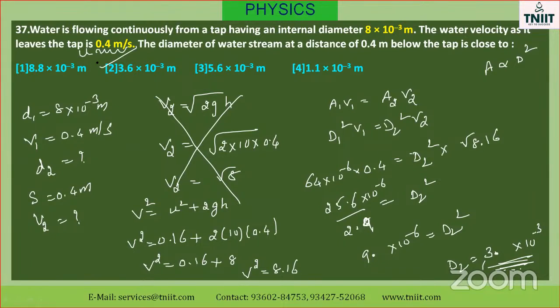Even though it leaves the tap with initial speed, there will be not much change in the velocity. You can use this shortcut also. So 3 point something into 10 power minus 3. But 3.6 is not possible. You can cancel this because it is close to 9 point something only. So root 9 is close to 3 only. It is not 3.6. So it should be 3 into 10 raised to minus 3.